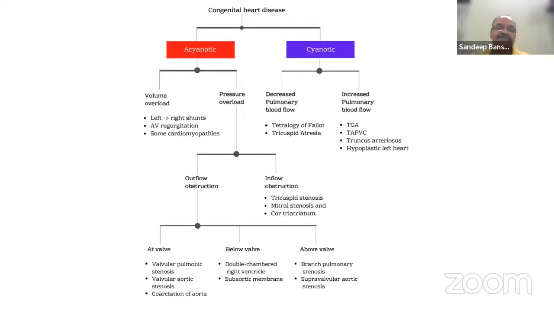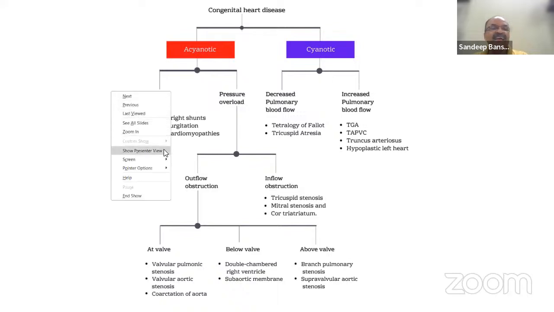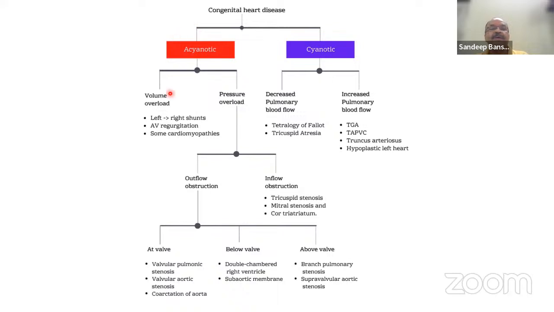So this pretty much summarizes the different congenital heart diseases that we have. Let me see if I have a pointer here. What we are talking about is cyanotic or acyanotic heart diseases. They may present with pressure overload or volume overload. Generally, the volume overload states have left to right shunts, or they may have regurgitation lesions.